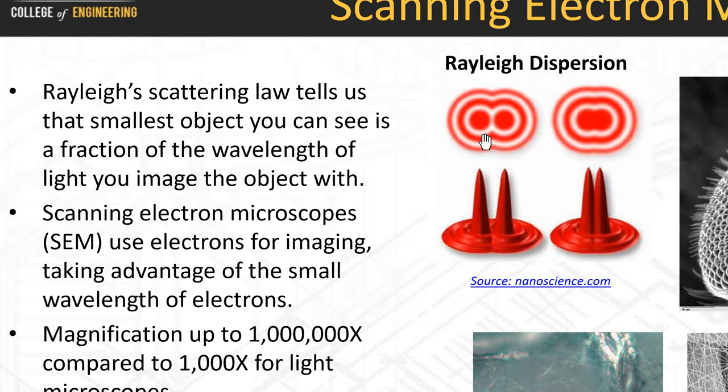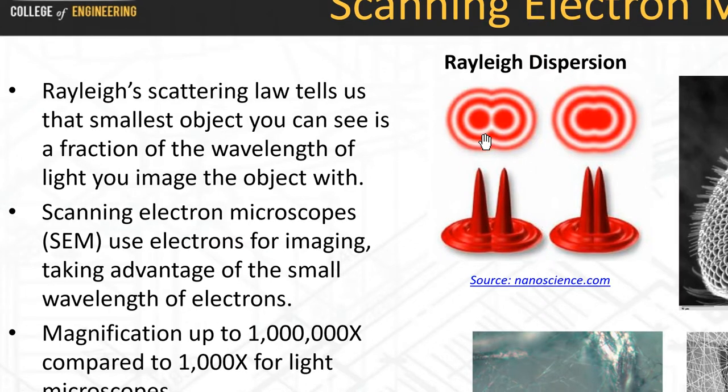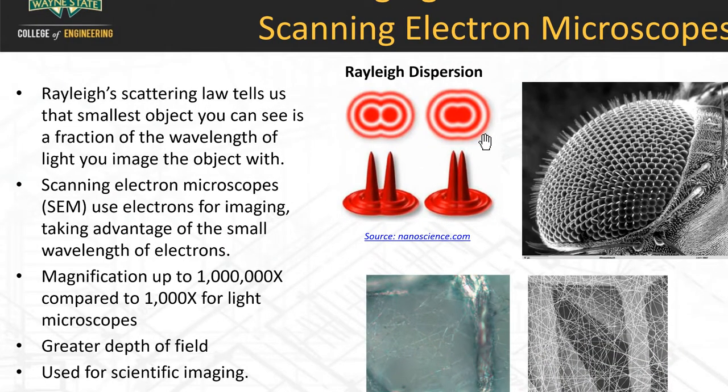The smallest object we could possibly see when imaging with green light, which has a 500 nanometer wavelength, is around 250 nanometers, due to the Rayleigh scattering law. Practically speaking, you can't even get that much. There are some really cool new techniques called super resolution microscopy that go beyond the Rayleigh diffraction limit, but that's beyond the scope of what we're doing right now.